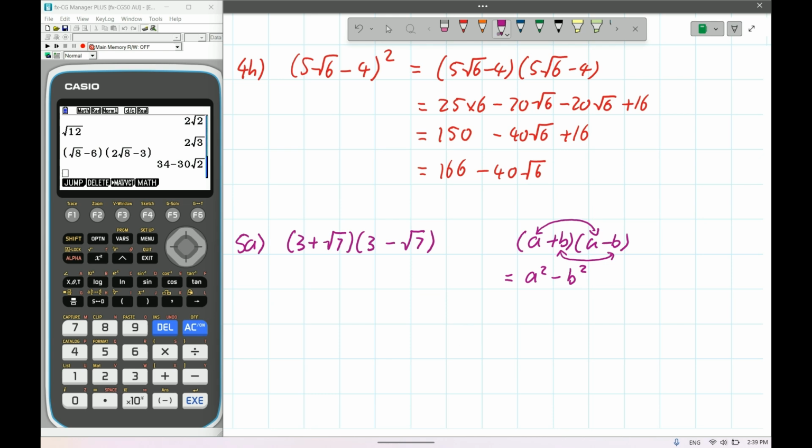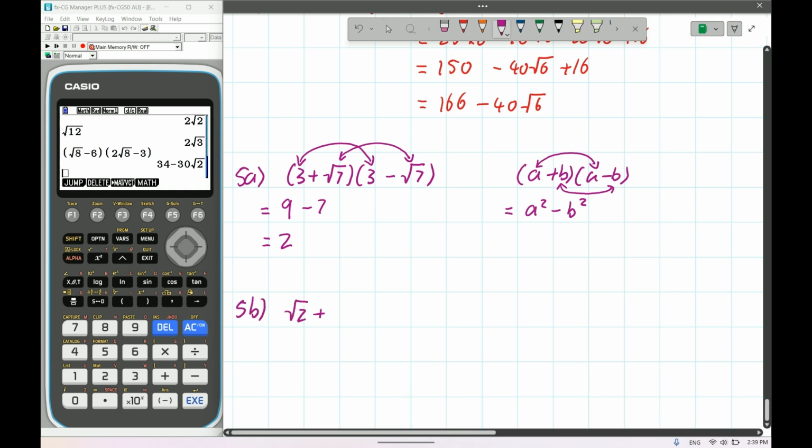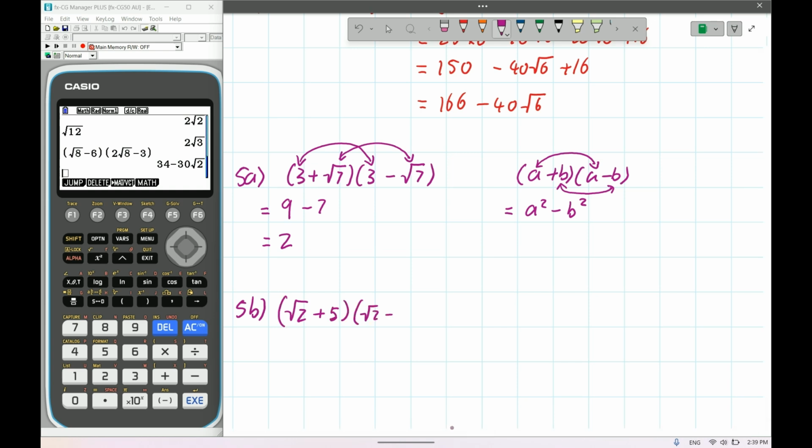Right. So for something like this, it will just be 3 times 3, which would make 9, and then minus root 7 times root 7, which is just 7. So the answer is just 2. Yeah. Cool. All right, 5b is root 2 plus 5 brackets with a root 2 take 5.